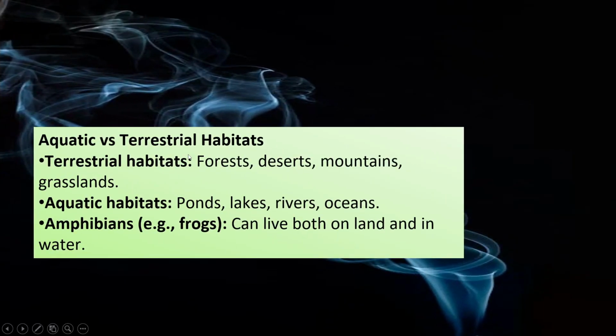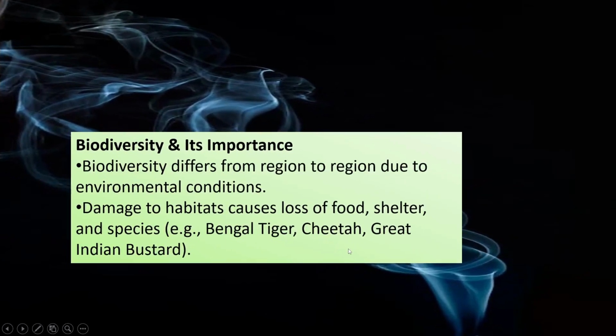Aquatic versus terrestrial habitats. Terrestrial habitats: forests, deserts, mountains, grasslands. Aquatic habitats: ponds, lakes, rivers, oceans. Amphibians, example frogs, can live both on land and in water. These are the main points considered in this.